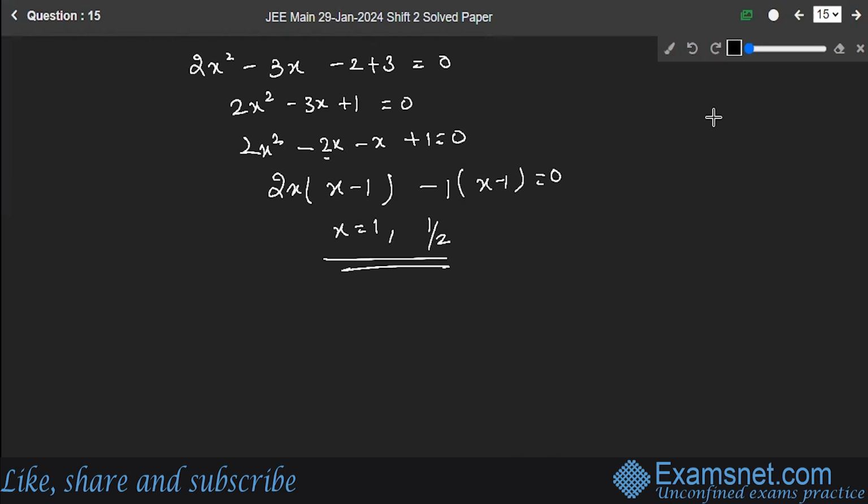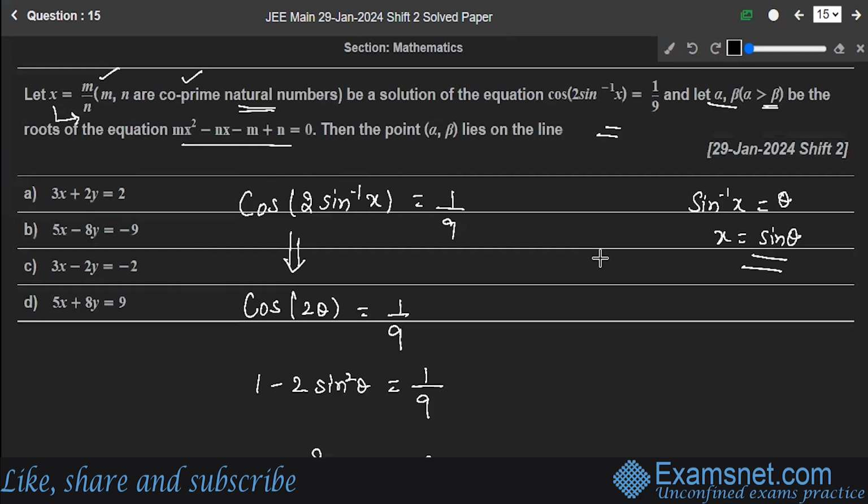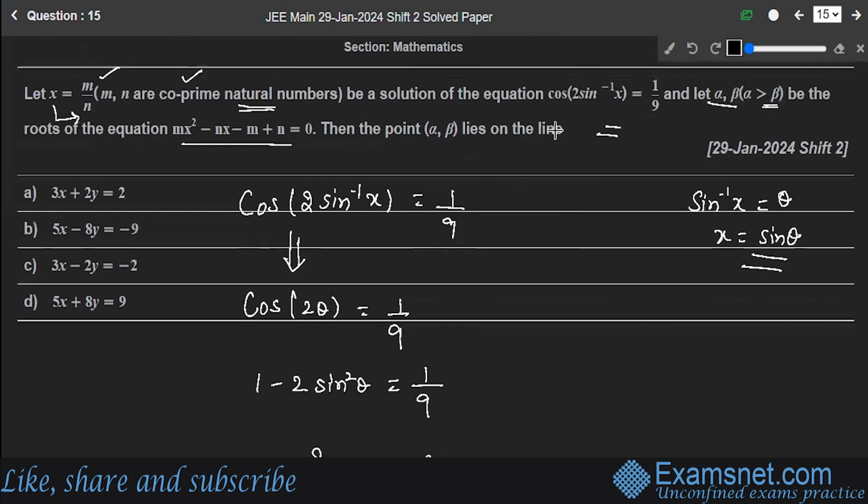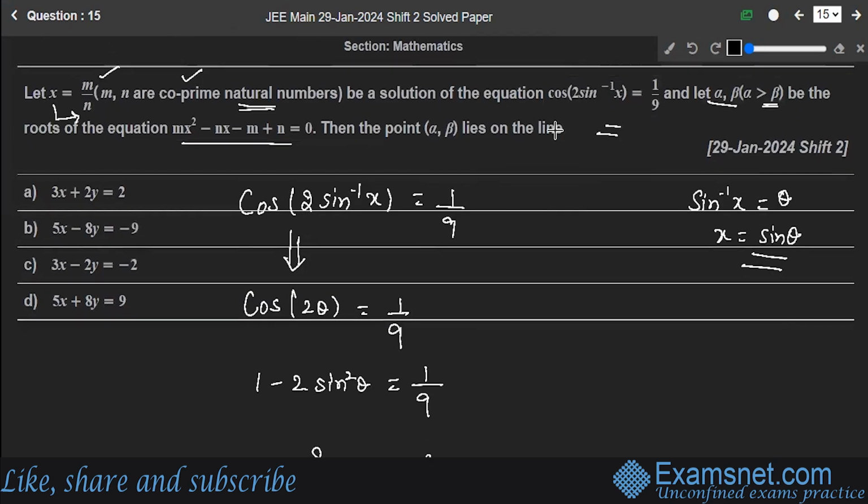These are the two possible values. And you are given that alpha and beta are the two roots, and also that alpha is greater than beta. Yes, alpha is greater than beta. So you have alpha as 1 and beta as 1 by 2. Okay. What you have to find out is the point 1 and 1 by 2, this was your alpha and beta. It lies on which line?